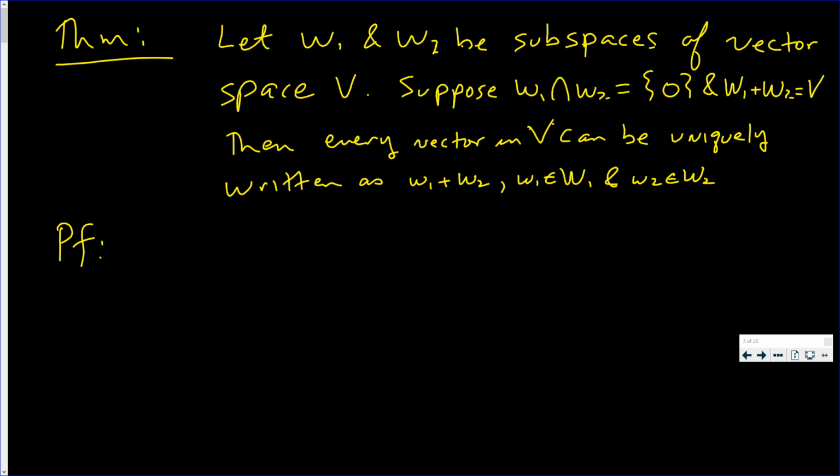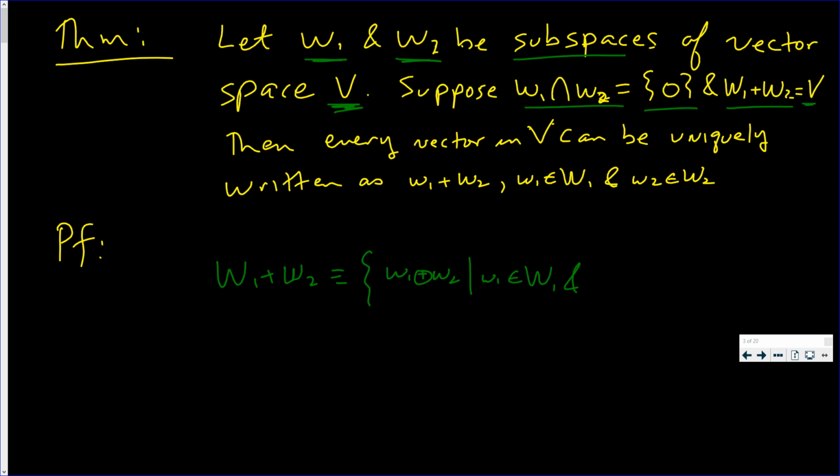In this video, we are given that W1 and W2 are subspaces of vector space V. We're further told that the intersection of W1 and W2 is the set that just contains 0, and that W1 plus W2 is V. W1 plus W2 is defined to be the set of all little w1 plus little w2 such that little w1 is in subspace W1 and little w2 is in subspace W2. Okay, the usual way.